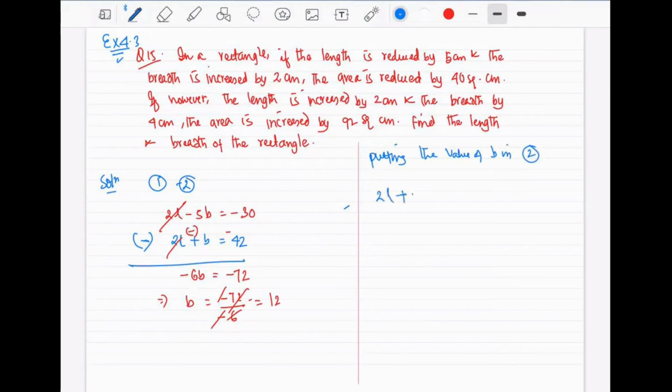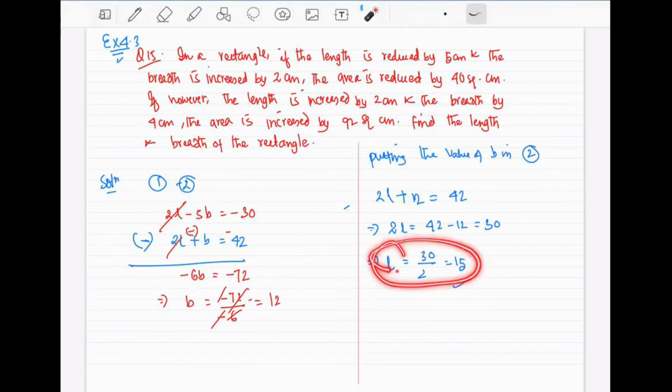2L plus b, which is 12, is equal to 42. Twice L is equal to 42 minus 12, which is equal to 30. Find out the L, it will be 30 divided by 2, which will be 15. That's it. So we have obtained L as 15, breadth as 12.